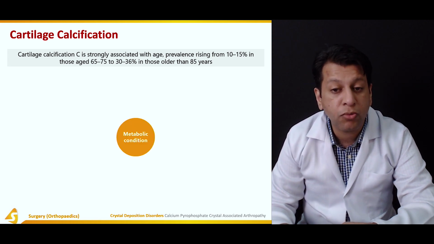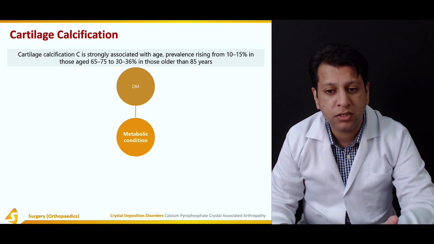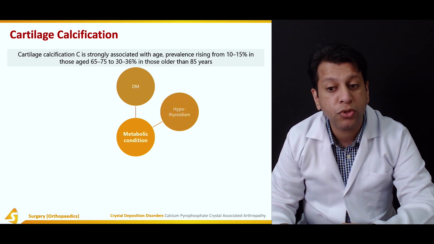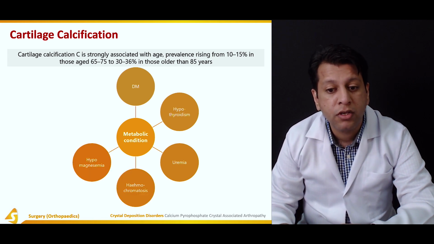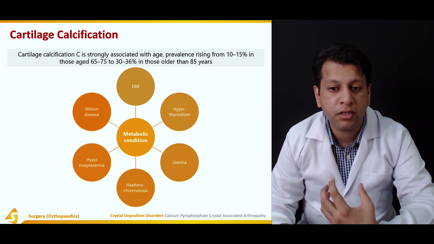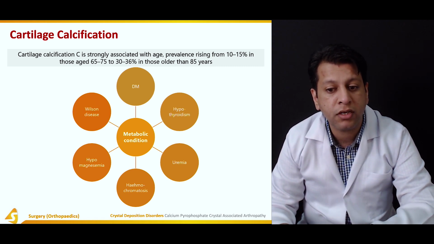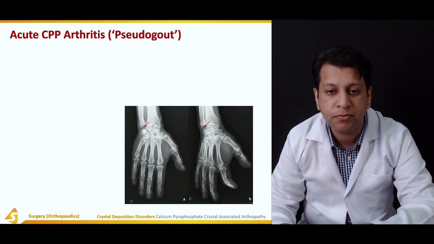What are the other metabolic conditions which could be associated with CPPD? These are diabetes mellitus, hypothyroidism, uremia, hemochromatosis, hypomagnesemia, and Wilson disease, in which there is a high amount of copper. In hemochromatosis, there is an increased amount of iron deposition.